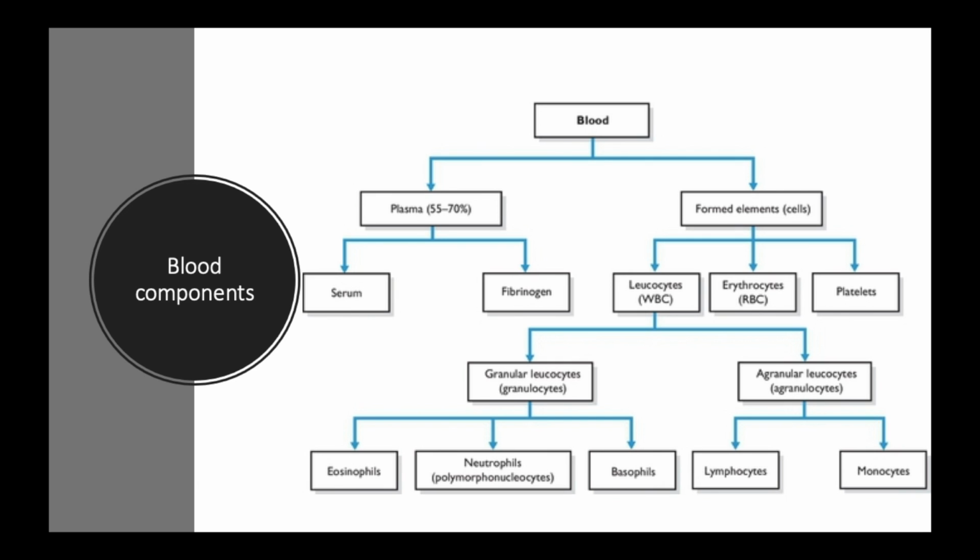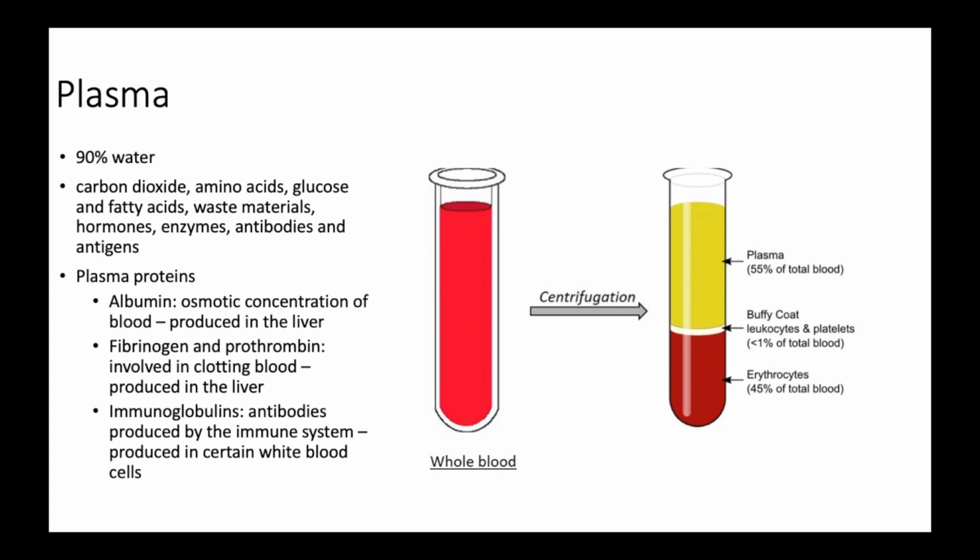This is the blood components. So if we look at each, we've got blood at the top, and then we break it down into formed elements, so little cells that are suspended in the plasma. When we look at plasma, it's made up of serum and fibrinogen. If we look at the formed elements, we've got leukocytes, which are white blood cells, erythrocytes, which are red blood cells, and platelets. And then from leukocytes, we have granular leukocytes, aka granulocytes, and then we have agranular leukocytes, also known as agranulocytes. And we'll go through each component of those.